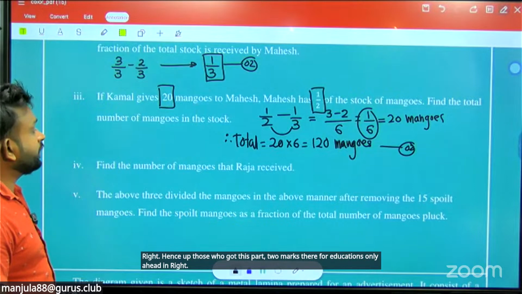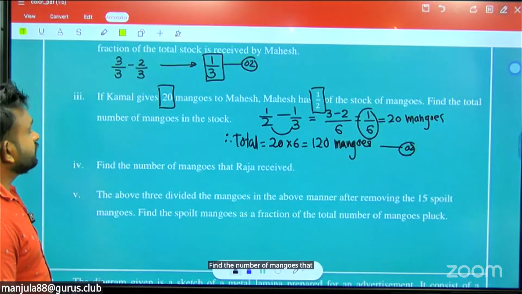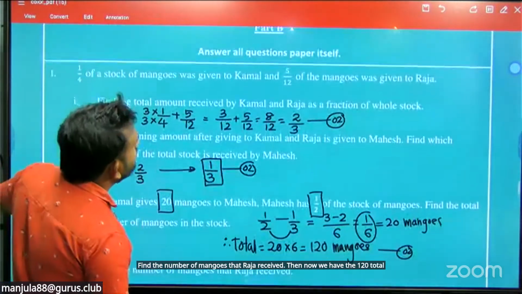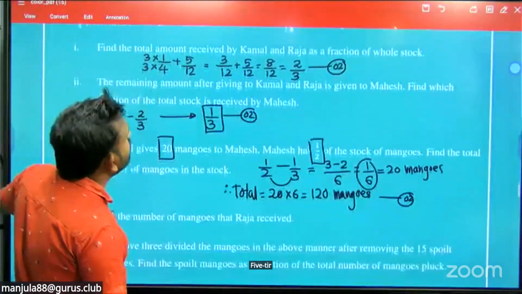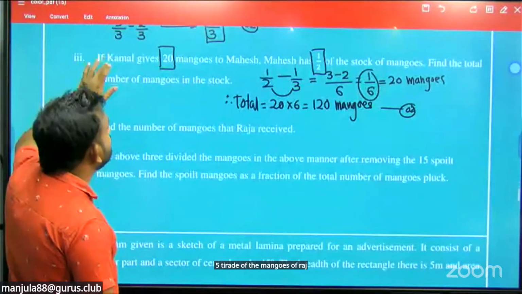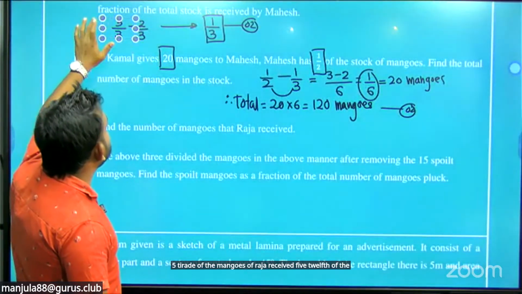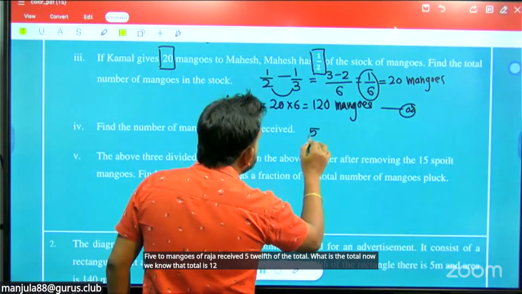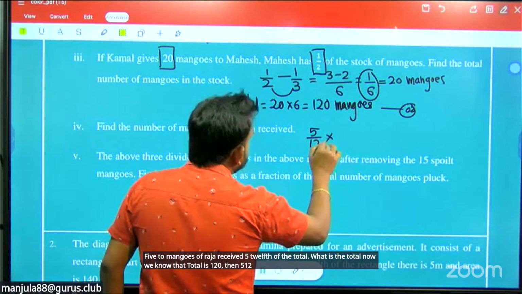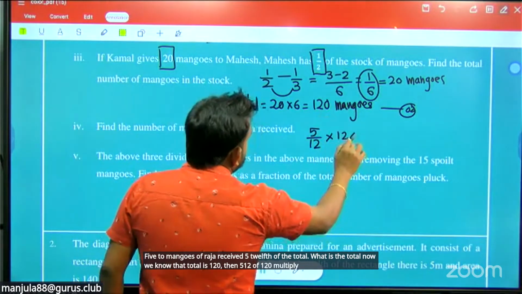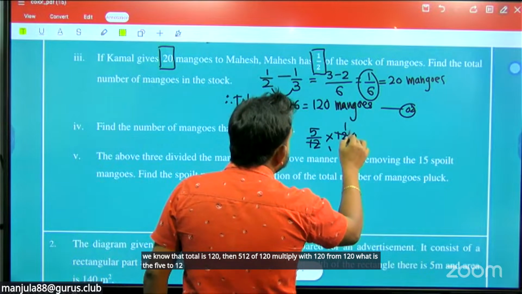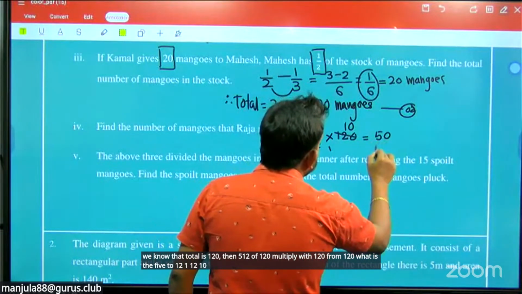Find the number of mangoes that Raja received. Now we have the 120 total. Raja received 5/12 of the mangoes. 5/12 of the total. What is the total? Now we know that total is 120. Then 5/12 of 120, multiply with 120. From 120, what is the 5/12 value? 12 1, 12 10, 10 into 5. That gives you 50 mangoes.